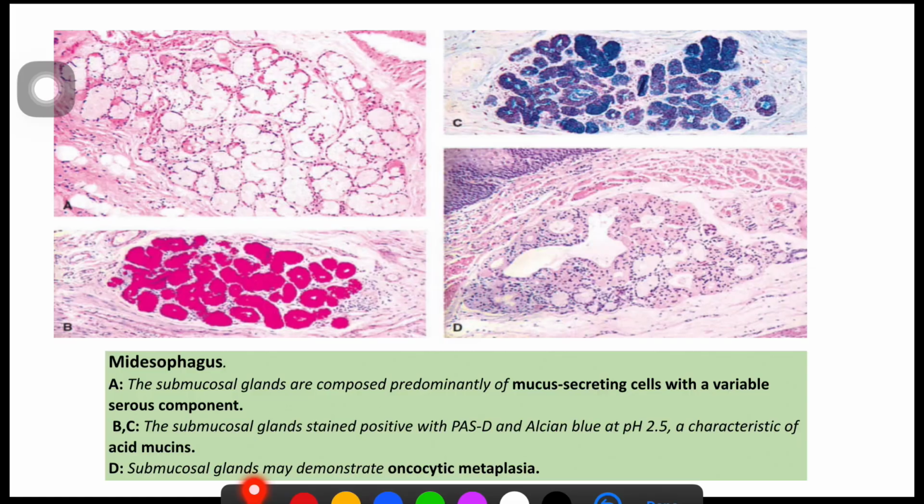And here in this section you can see PAS diastase positive, magenta pink stain, PAS positive glands. Alcian blue at pH 2.5 here is positive, so it is characteristic of acid mucin. We have seen lamina propria or cardiac type glands which have neutral mucin. Here it has acidic mucin. And sometimes these glands may show oncocytic metaplasia because of some inflammation.